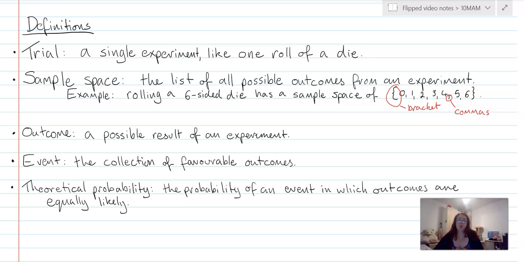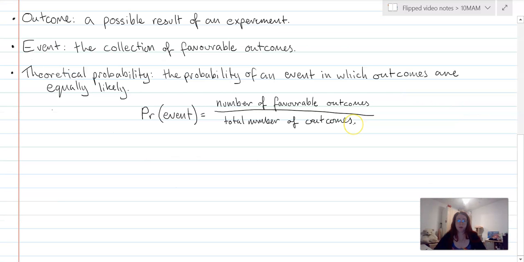Theoretical probability is what we work with the most often in probability. It's the probability of an event in which outcomes are equally likely. So looking at our six-sided die and saying it's not weighted, therefore every side has an equal chance of occurring. Theoretical probability is calculated by saying the probability of the event, the thing we're looking for, is equal to the number of favorable outcomes divided by the total number of outcomes. This is going to give us a number between 0 and 1.